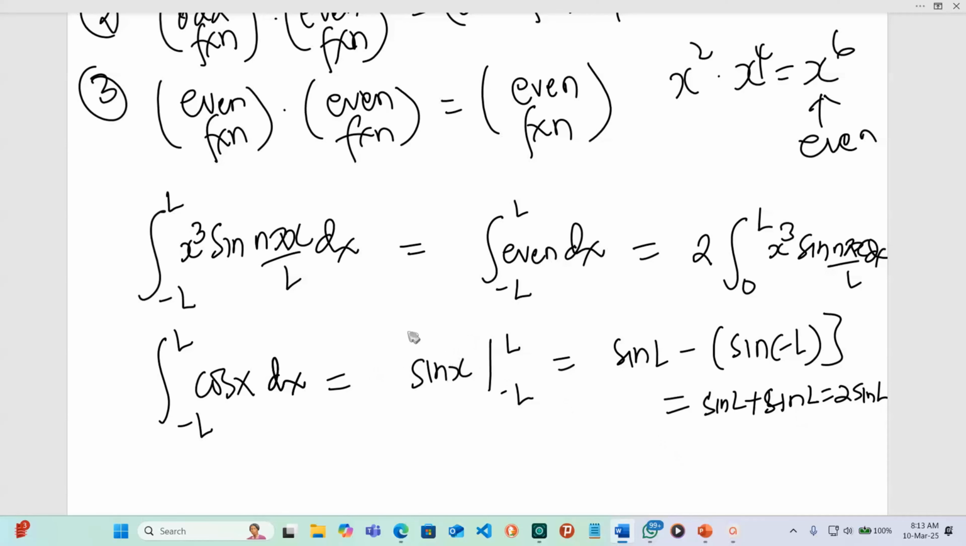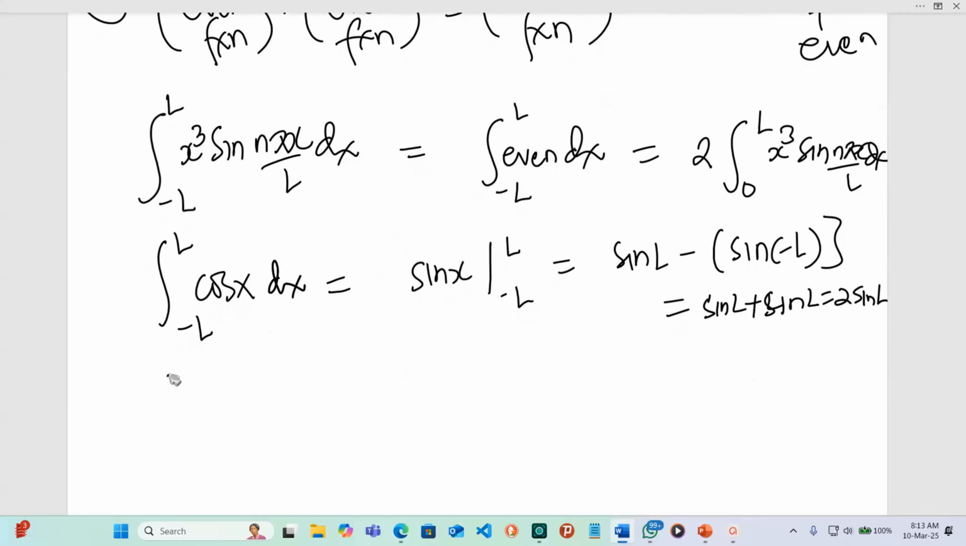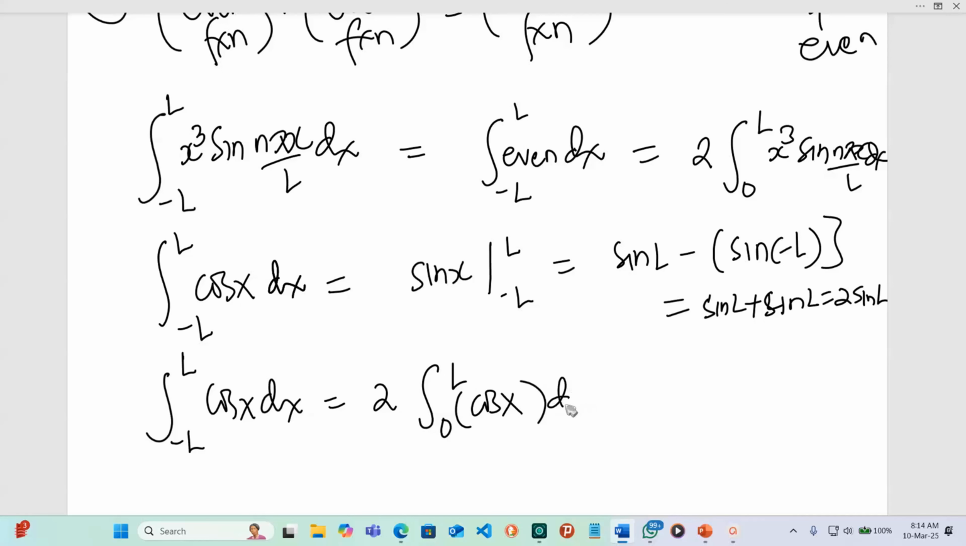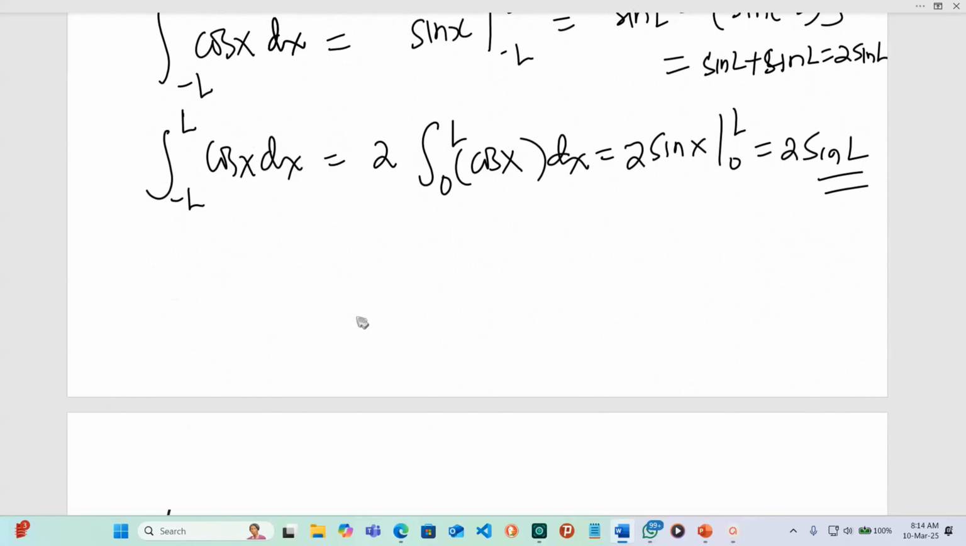So does it imply that integrating from negative r to r of cosine x with respect to x is equal to twice the integral from 0 to r of cosine x? Yes. With respect to x, this gives you sine x from 0 to r, times 2. This is 2 sine r. So this is very true. Now, look at another case.